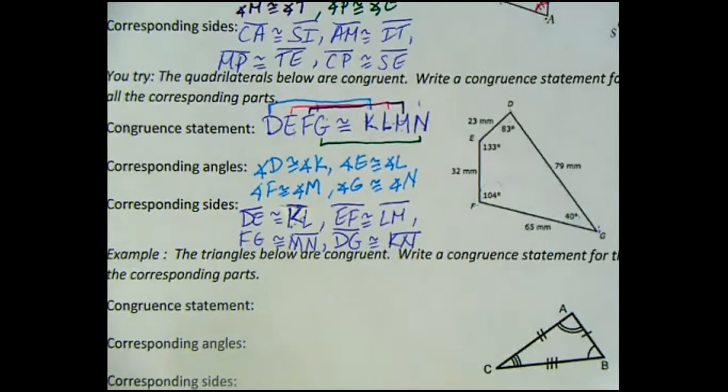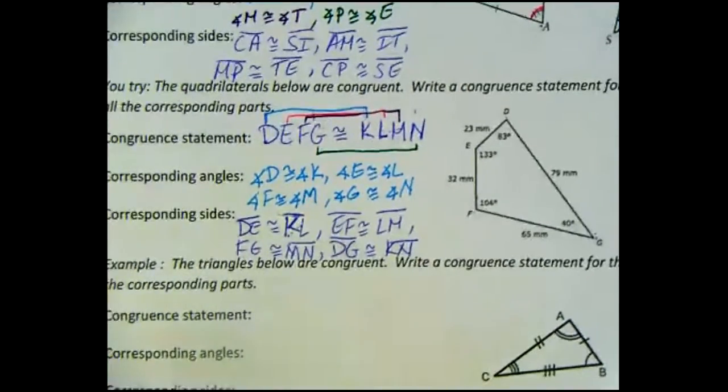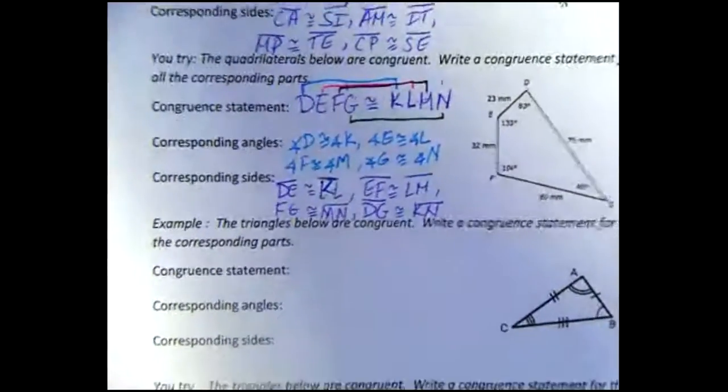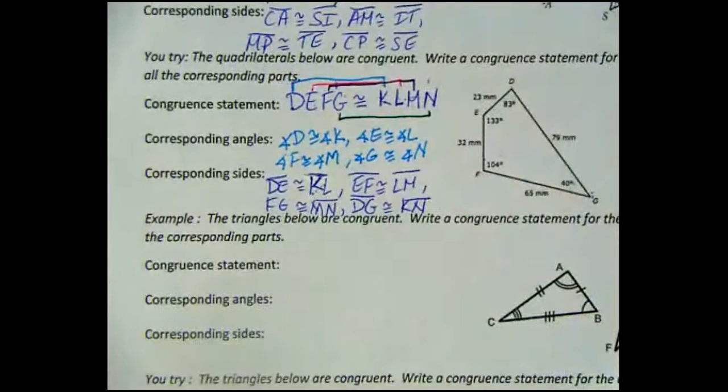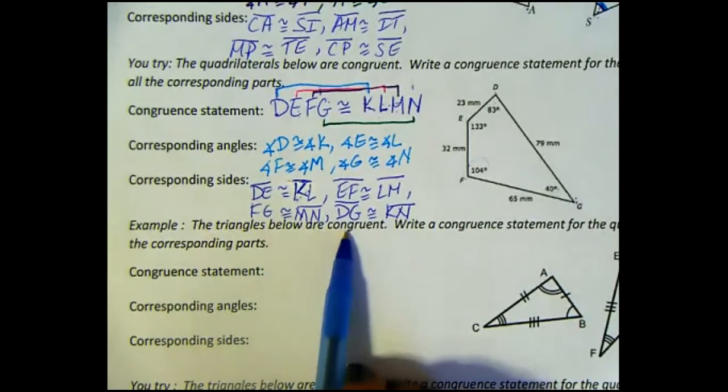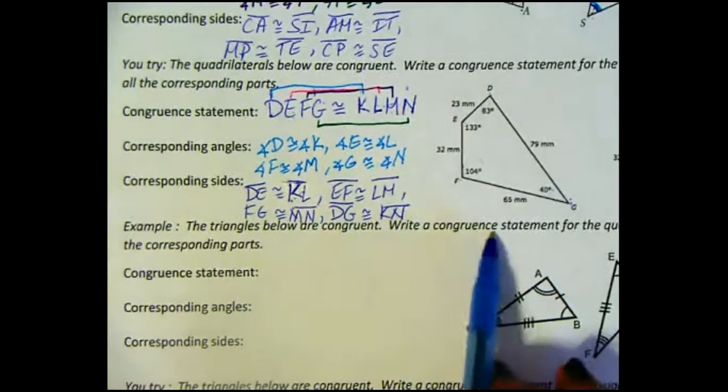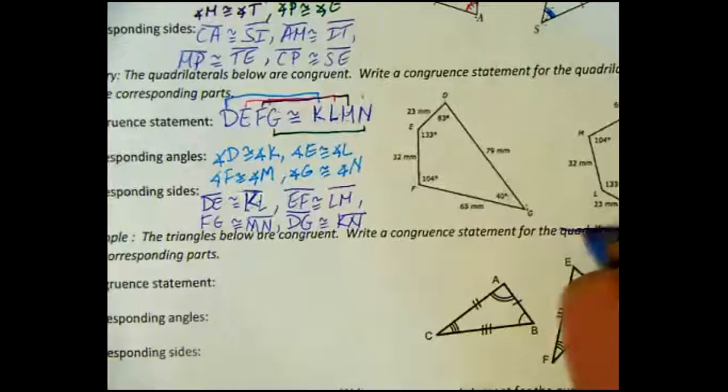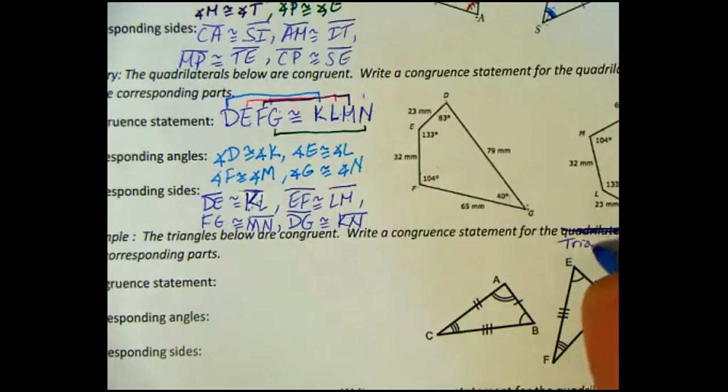Okay, let's do one more example together, yeah? Okay, so let's take a look at the next example. The next example is now about triangles. So we're going to leave quadrilaterals alone. Okay, it says the triangles below are congruent. Write a congruent statement for the triangles.